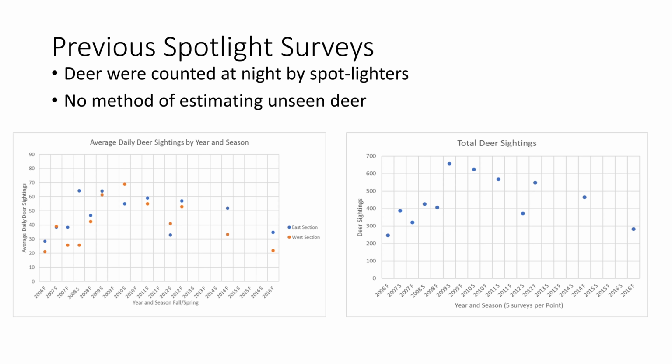The rangers and volunteers of Hobbs have conducted many spotlight surveys over the years. Some of the data and trends from these previous surveys can be seen in the graphs below. These surveys measured the amount of deer that were spotted, but there was no method of estimating the number of deer that were not spotted, so I have recommended a distance sampling approach.